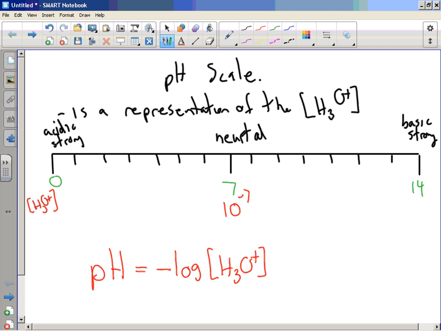All right, what does that do? Like I said, it takes the power off of the 10, and then by multiplying it by -1, it gets rid of the negative. So a pH of 7 has an H3O plus concentration of 10 to the negative 7. We can extend that all the way along the pH scale.